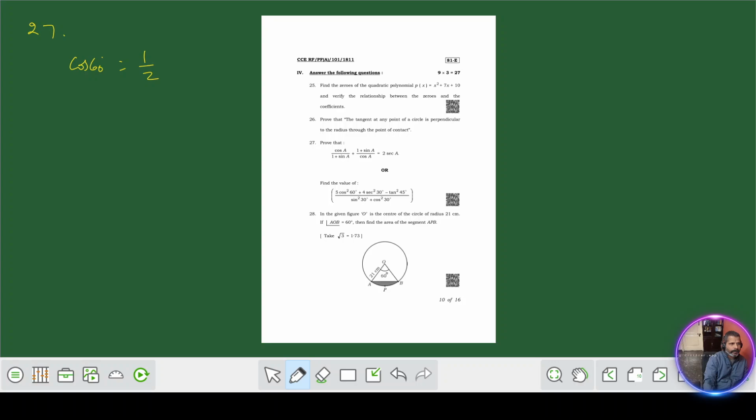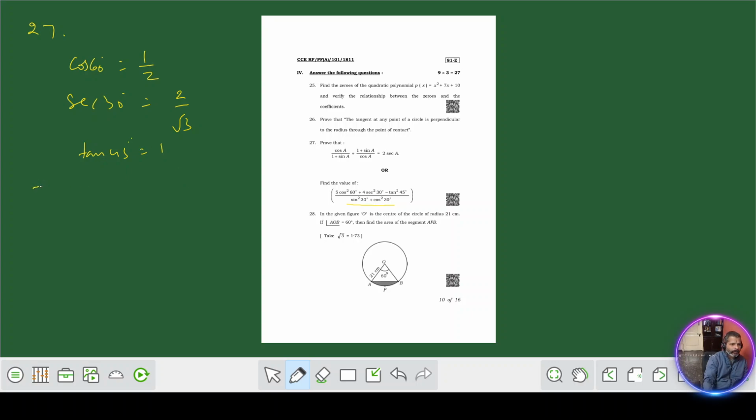Then secant 30 they have asked. Secant 30: cos 30 is root 3 by 2, and secant is its reciprocal, therefore 2 by root 3. Tan 45 is 1. If you observe the denominator, sin square 30 plus cos square 30, it's an identity. Sin square theta plus cos square theta is 1. So I'm not writing the sin 30 or cos 30 value here.